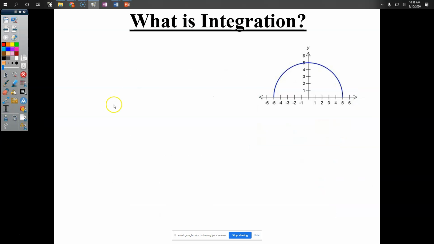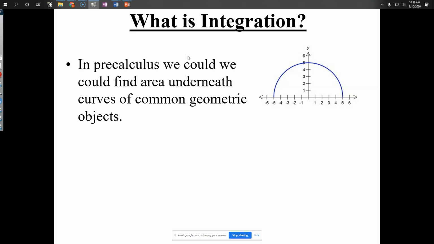All right, next slide, we're going to talk about what integration is. In pre-calculus, you could find the area underneath a curve so long as that curve was a common geometric figure. Like if I asked you to find the area under this curve, you would find the area of a half circle, right? Find the area of a circle and cut it in half. So you get to know the radius and you're good to go.